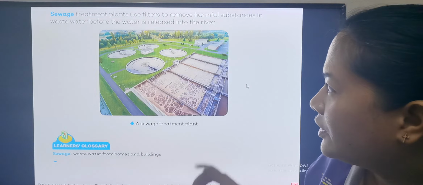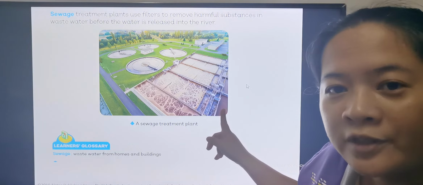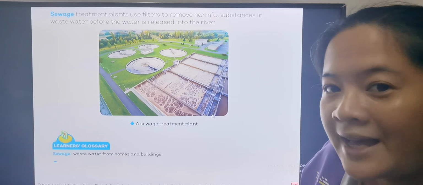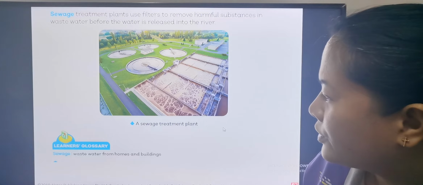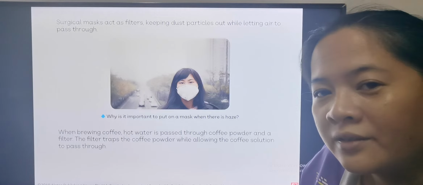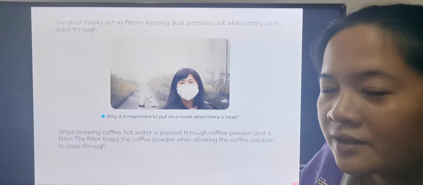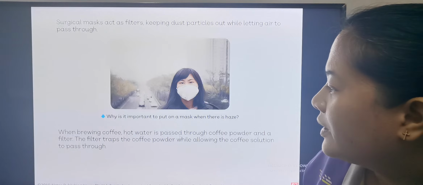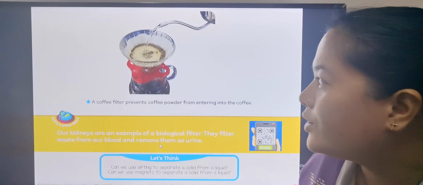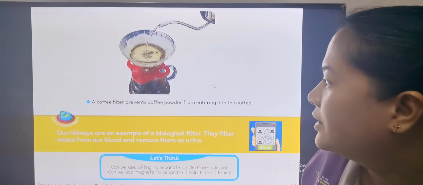And then examples of using filtration. Sewage treatment plants use filters. This surgical mask, or any mask, can filter out the dust. And when you brew coffee, you use filter paper.